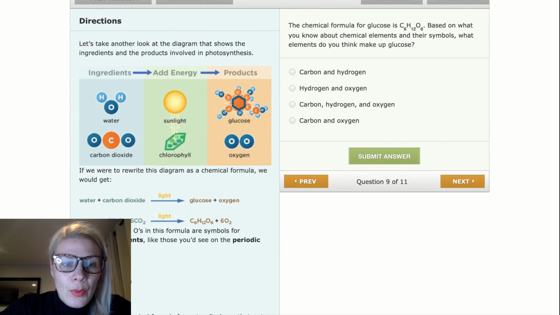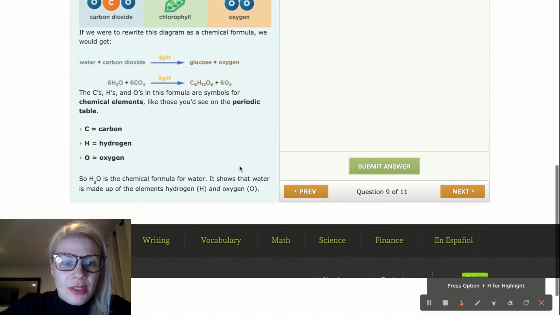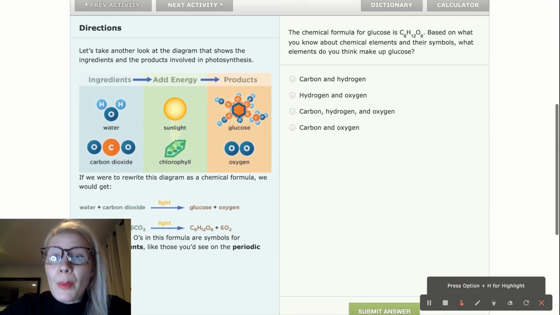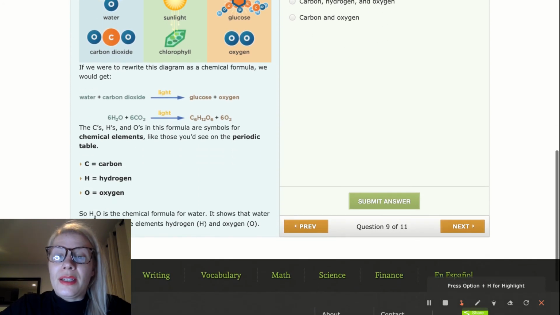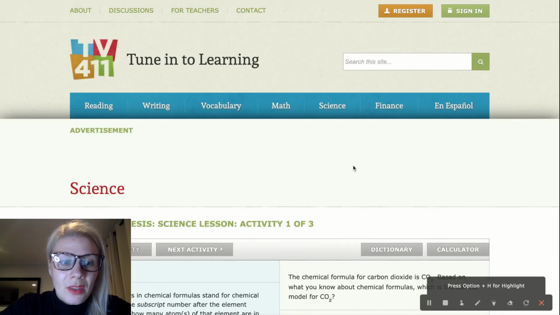Again, we have the same writing that we just read through, but the question is different. It says the chemical formula for glucose is C6H12O6. Based on what you know about chemical elements and their symbols, what elements do you think make up glucose? Is it carbon and hydrogen, hydrogen and oxygen, carbon, hydrogen and oxygen, or carbon and oxygen? Pick which one you think is the correct answer, click submit answer, and then let's click next.